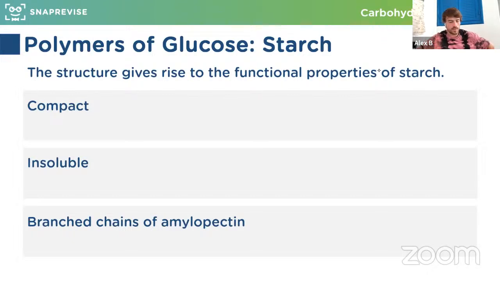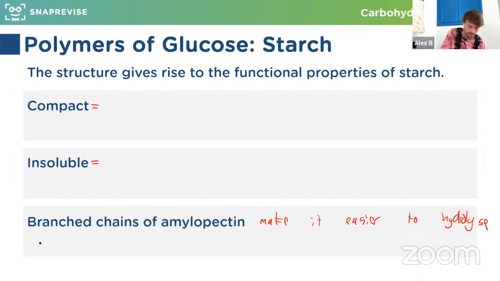So these are three of the important properties of starch. Why are they all important? Again, you don't have to do these in order. You can just jump in. So why is it important that it's compact? Why is it important that it's insoluble? And why is that one important as well?